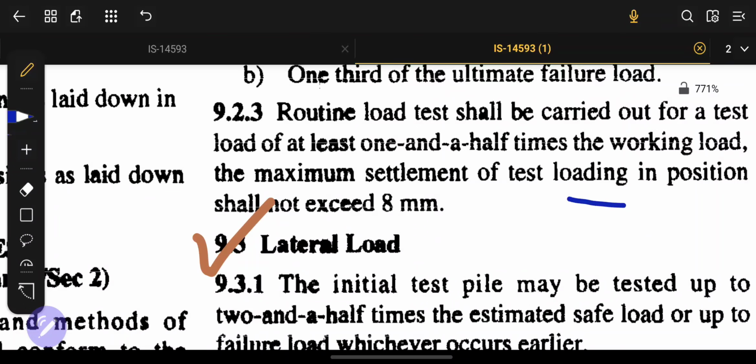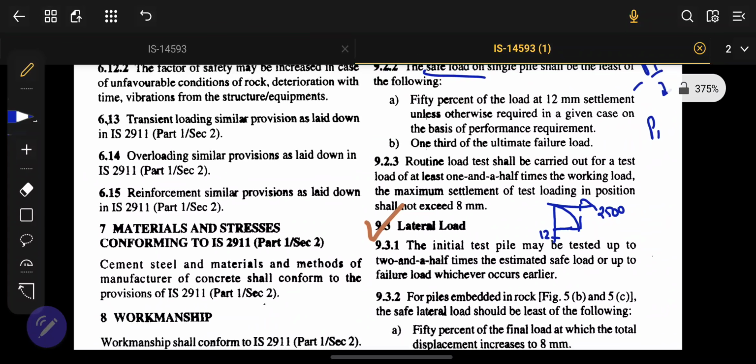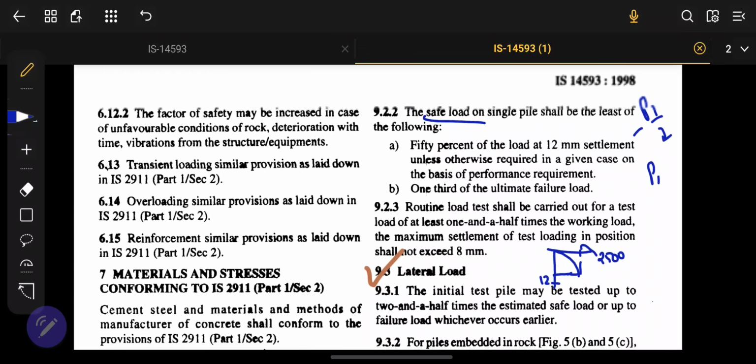What can happen is that you have a graph like this, and your 12 mm is much below, but your 2500 is reached. So you are not able to reach 12 mm. In that case, what you will do is take 2500 kN by 3, and that will be your safe load capacity.